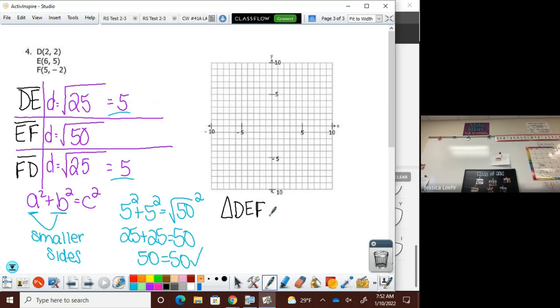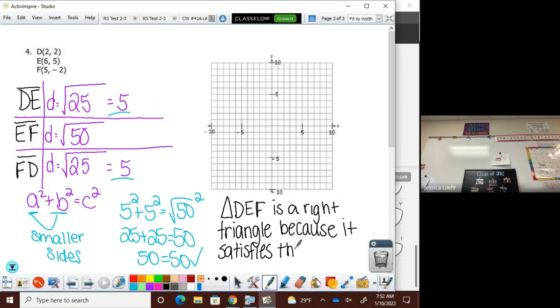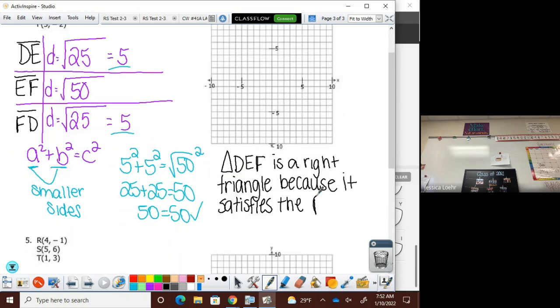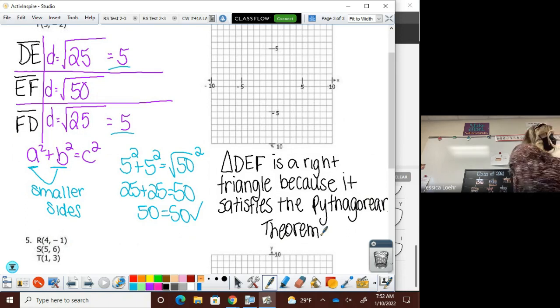Triangle DEF is a right triangle because it satisfies the Pythagorean theorem. So it's up to you which one of those methods you prefer. I definitely prefer the slope method because I think it's easier.